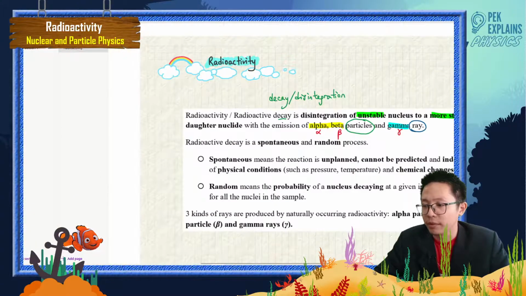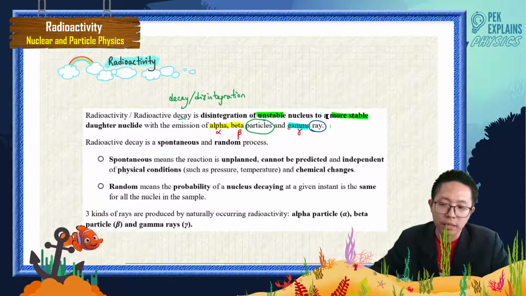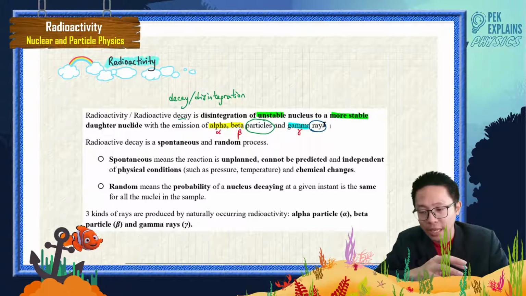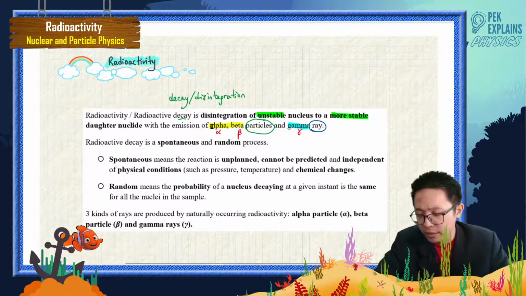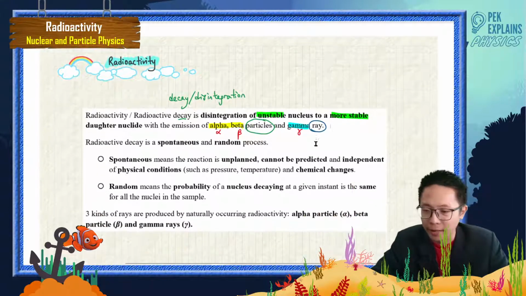So that's radioactive decay: from unstable, after decay, it becomes more stable. In this process, either alpha or beta particles or gamma ray will be emitted. How do we know radioactive decay is happening? We detect the emission of alpha, beta, or gamma.